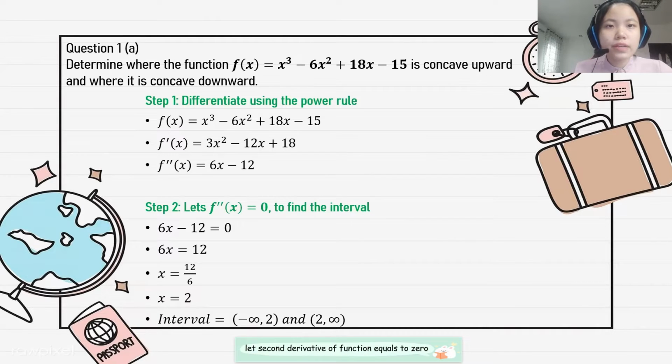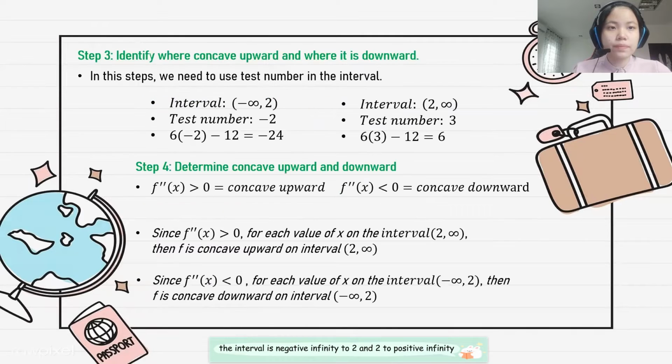Step 2, let the second derivative of the function equal 0 to find the interval. So 6x minus 12 equals 0. Negative 12 moves to the right side, so it becomes positive 12. 6 moves to the right side, so 12 divided by 6, and x equals 2. Therefore, the intervals are negative infinity to 2 and 2 to positive infinity.